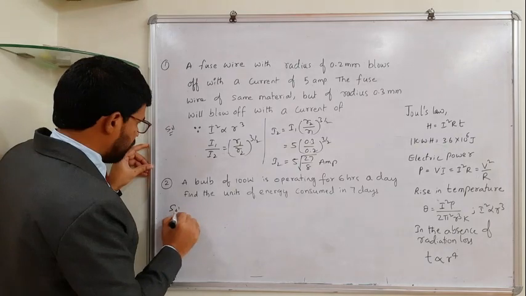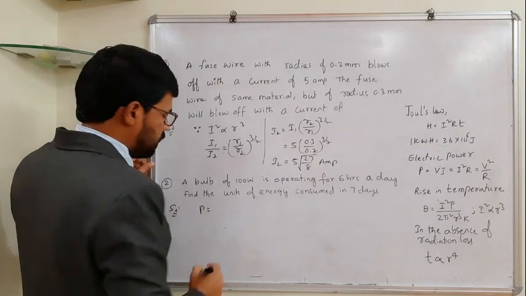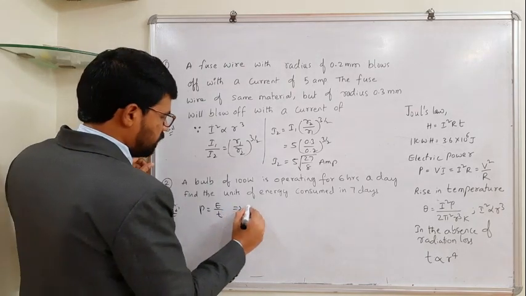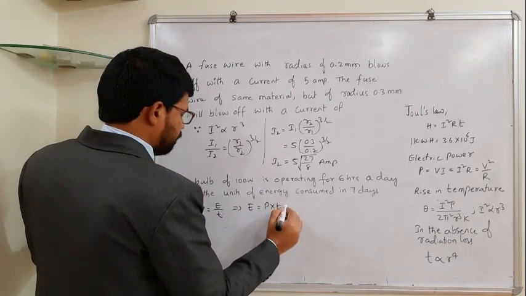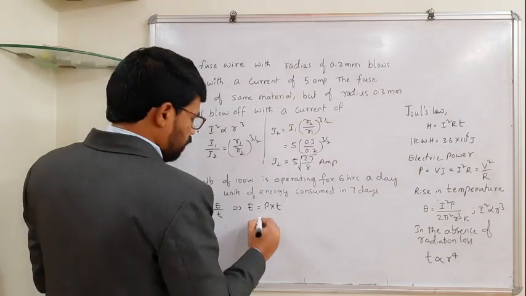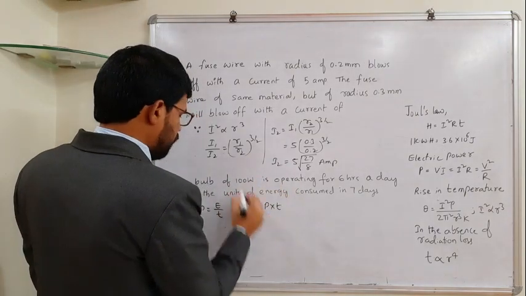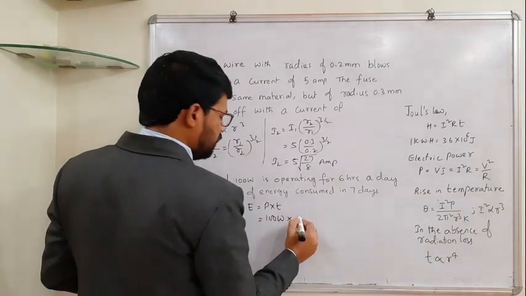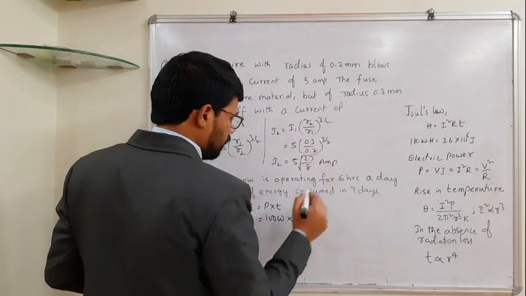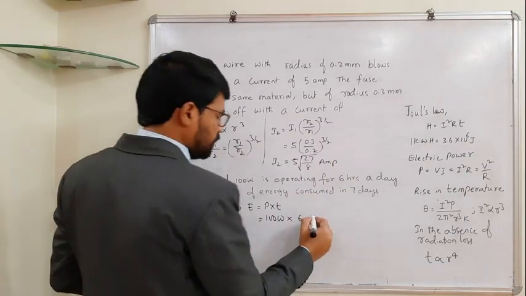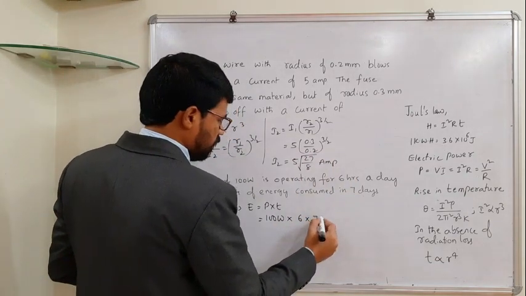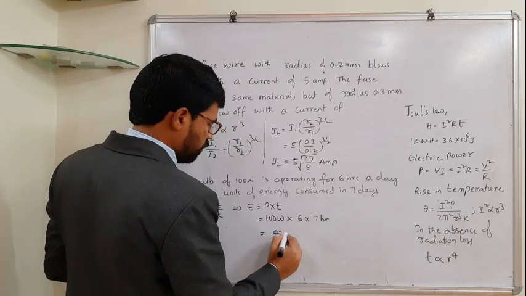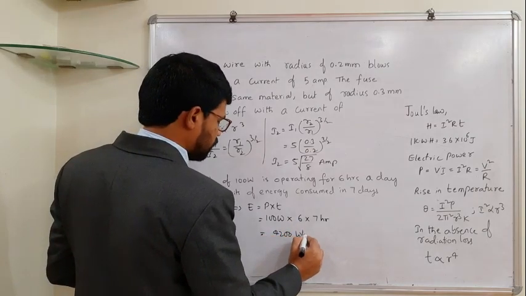We all know that power is equal to energy by time, isn't it? That implies energy is equal to power into time. So what is the power of this bulb? 100 watt into time, daily 6 hours, and for 7 days consumption we have to consider. So what you will get? 6 times 7 is 42, so 4200 watt hours of energy.